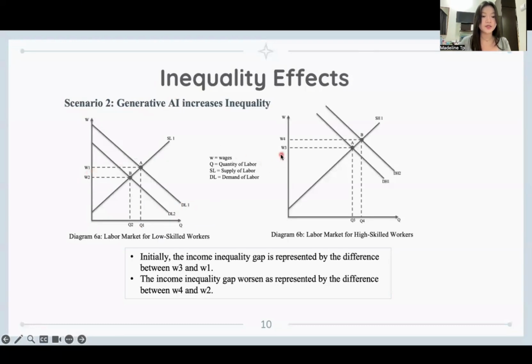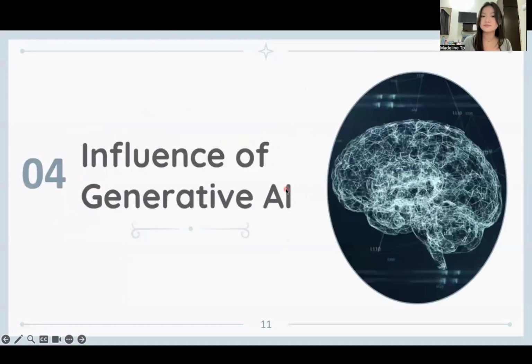But after low-skilled workers are unable to utilize AI and high-skilled workers are able to utilize AI, it has changed from W2 to W4. As you can see, the gap here to here, here to here. So it's getting larger, which means that inequality is increasing, and that's not good.